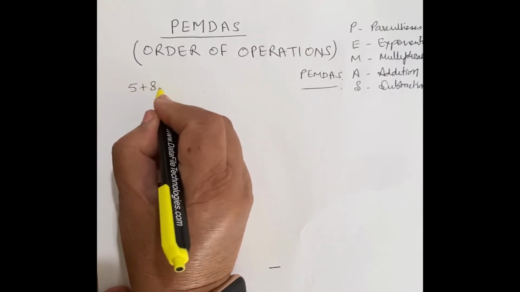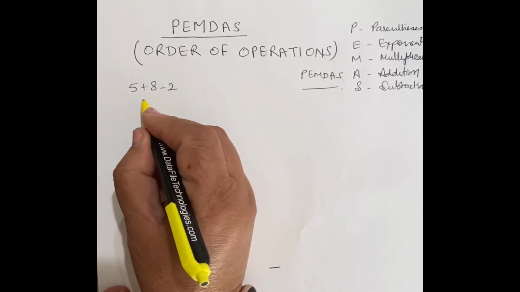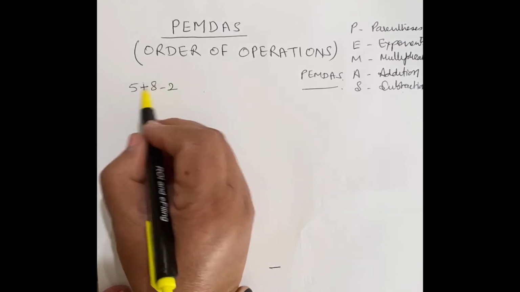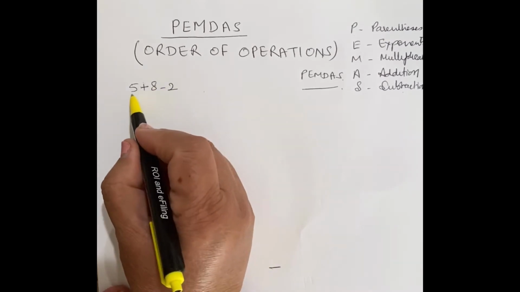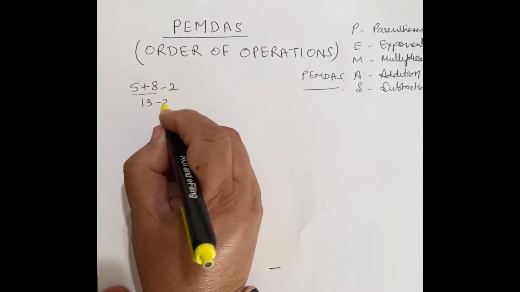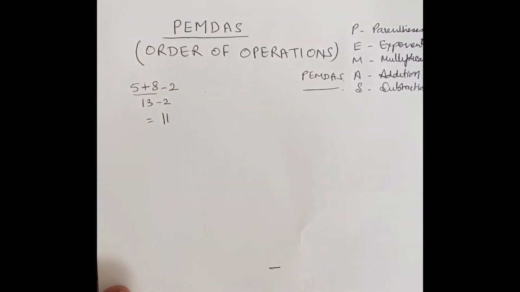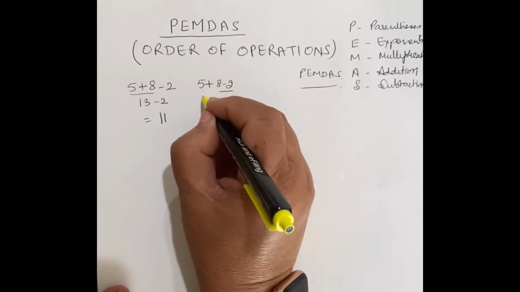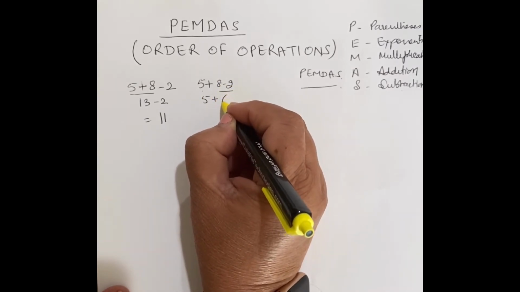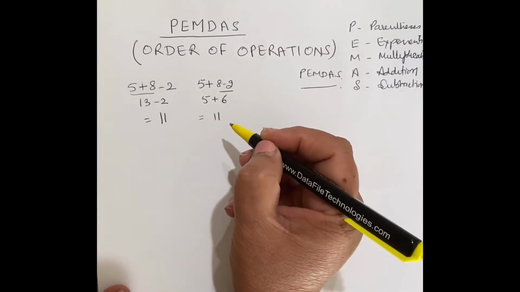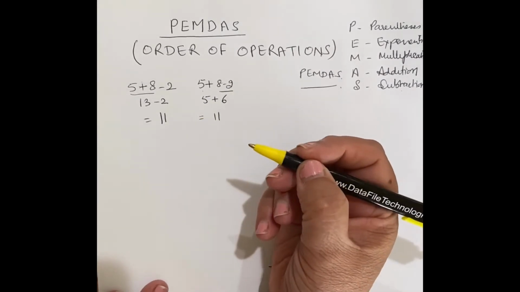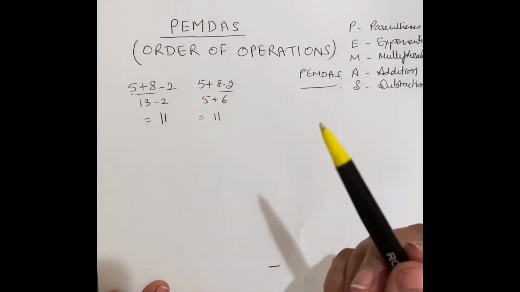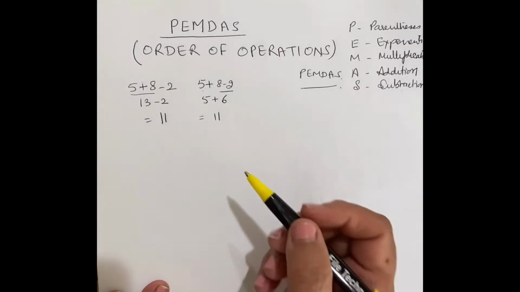Let's say 5 plus 8 minus 2. There are two signs, addition and subtraction. Which one to solve first? If we add first, it is 13 minus 2, and the answer comes 11. On the other hand, if we solve 8 minus 2 first, it is 5 plus 6, which equals 11. There is no difference. These plus and minus signs, and multiplication and division signs, are solved from left to right.